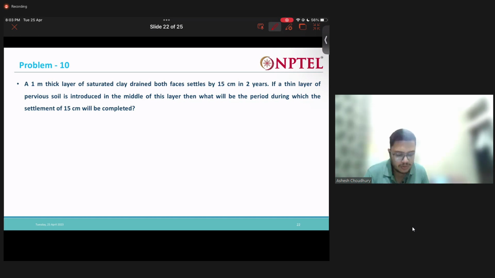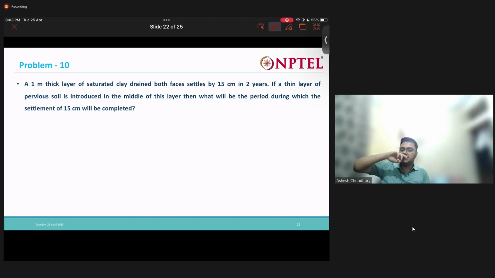So this problem is from the chapter of consolidation. A 1 meter thick layer of saturated clay, drained at both faces, settles by 15 centimeter in 2 years. If a thin layer of pervious soil is introduced in the middle of the layer, what will be the period during which the settlement of 15 centimeter will be completed? Normally, 15 centimeter settlement takes 2 years.